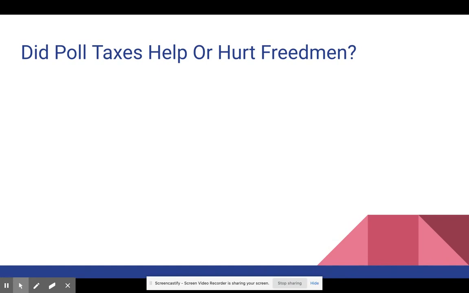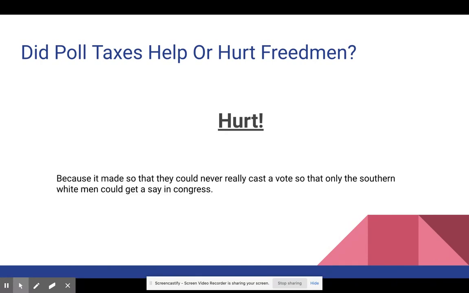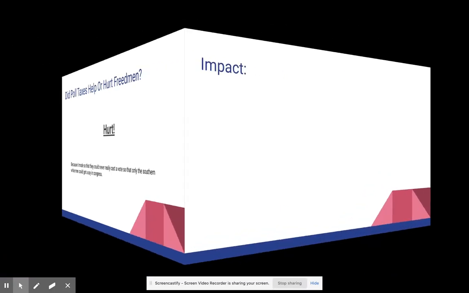Did the poll taxes help or hurt slaves or freedmen? They hurt them, because they made it so that they could never really cast a vote and that only Southern white men could get a say in Congress and in the government. So this is a big thing that they really hurt the African Americans and the black people and the freed slaves, because they didn't get a say in the government. So that everything that was happening was still not really going their way.